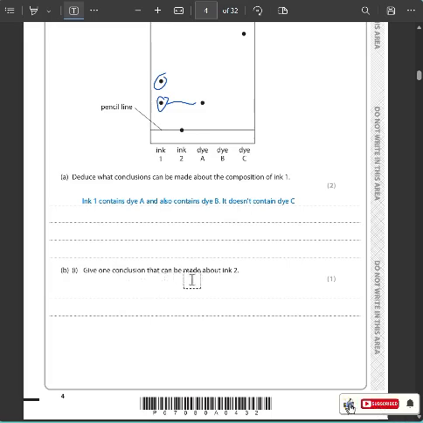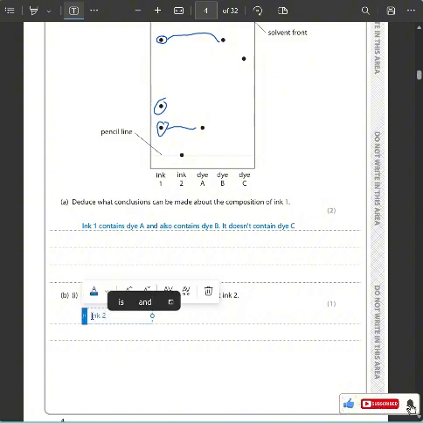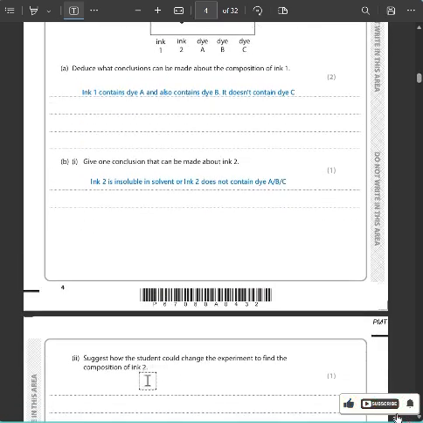Give one conclusion that can be made about ink 2. We can make two conclusions. The first one is that ink 2 is insoluble in the solvent, or we can say that ink 2 doesn't contain dye A or B or C. Both of the answers are correct.